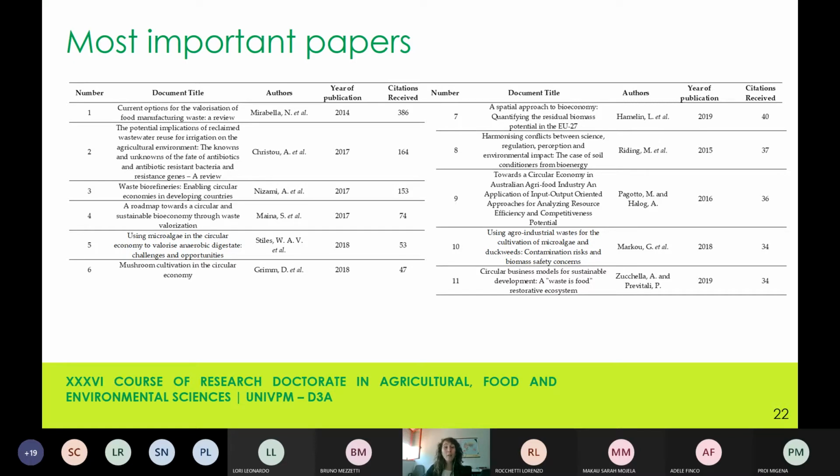Then we have some other papers that regard the use of wastewaters. That is one of the biggest deals not only in Europe but all over the world, because wastewaters are highly polluting, so they cannot be used as they are in agriculture. Then we have others regarding energy, so the possibility to obtain renewable energy from the residual biomass. And then the last one, by Zucchelli Previtali, is the only one that actually deals with economic topics, so the definition of new circular business models.